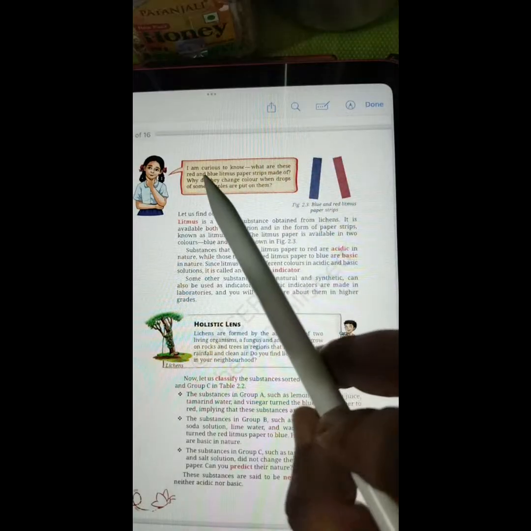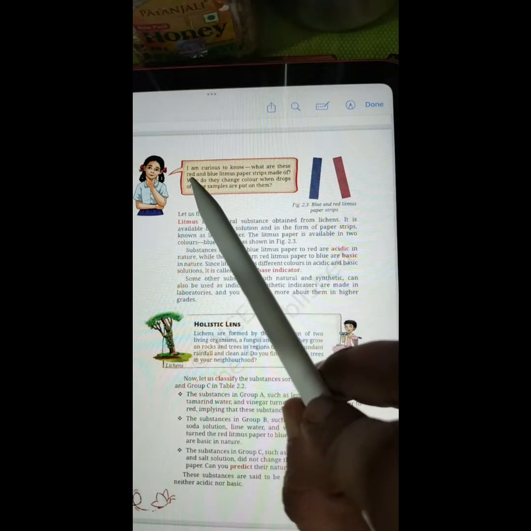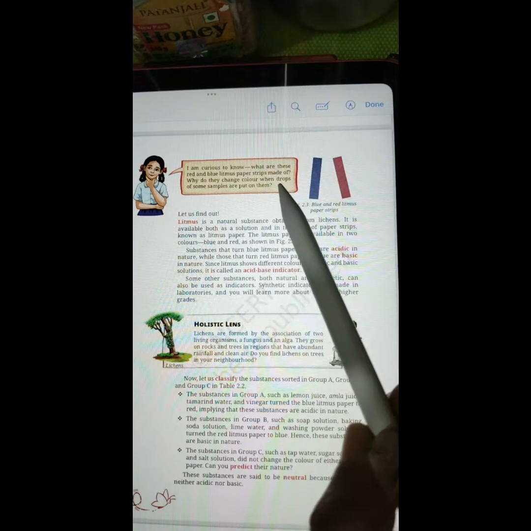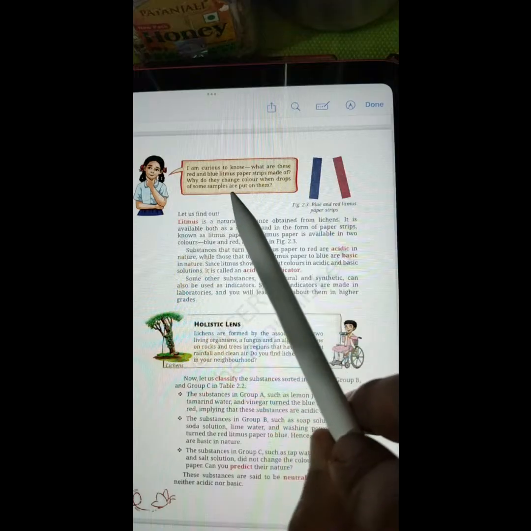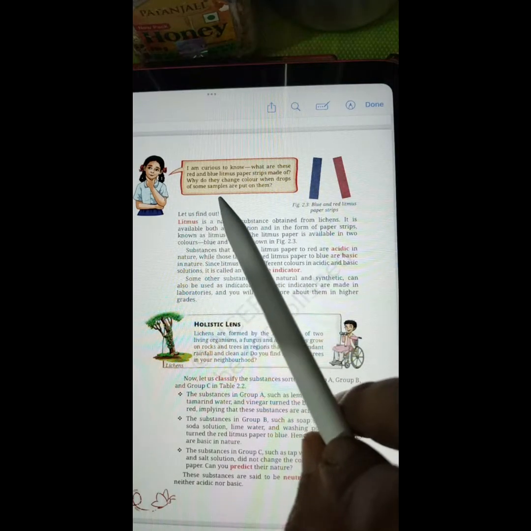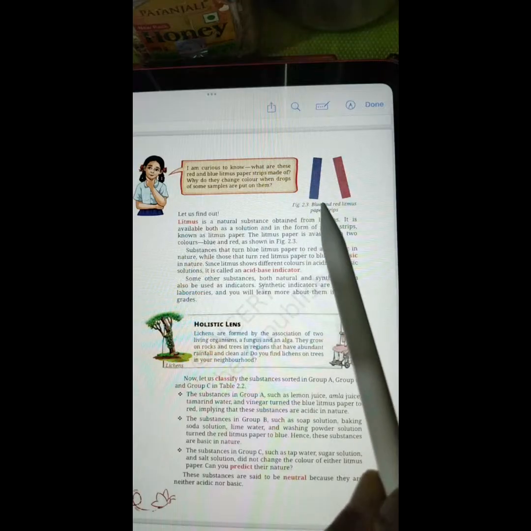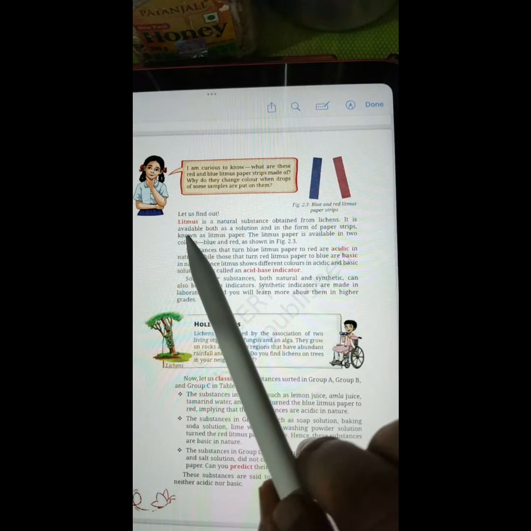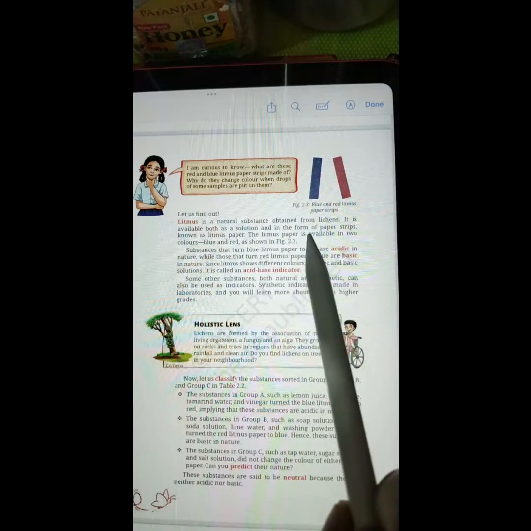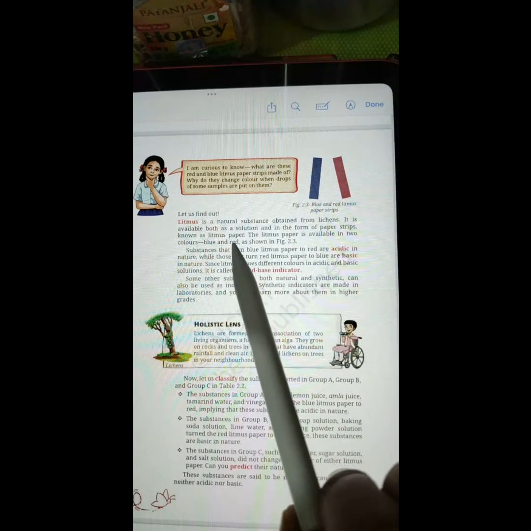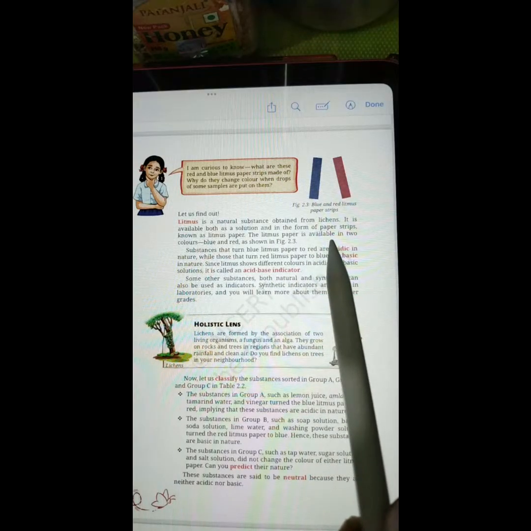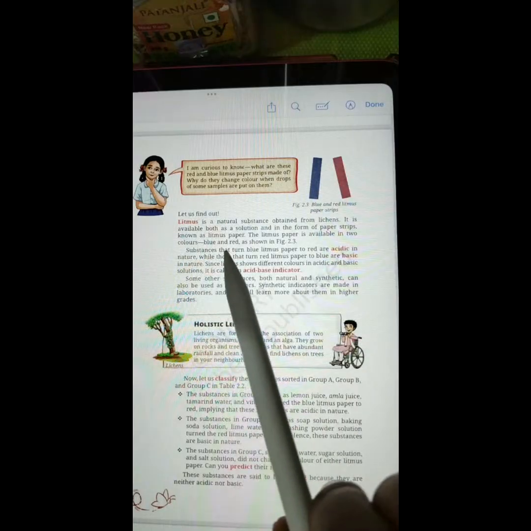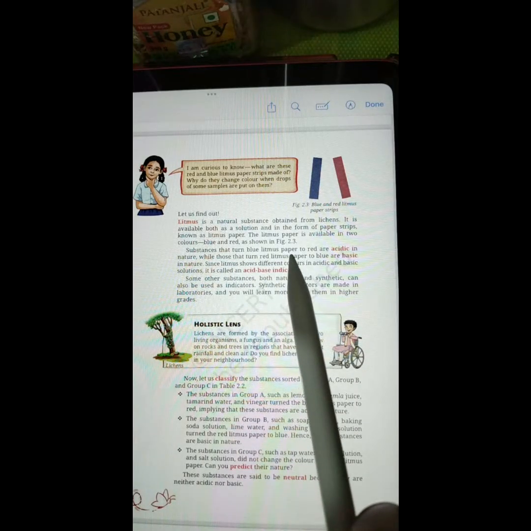Please see next. This girl is thinking, "I am curious to know what these red and blue litmus paper strips are made of. Why do they change color when drops of some samples are put on them?" So here are blue and red litmus paper shown to you. Let us find out. Litmus is a natural substance obtained from the lichens. It is available both as a solution and in the form of paper strips known as litmus paper. The litmus paper is available in two colors, blue and red, as shown in figure 2.3.